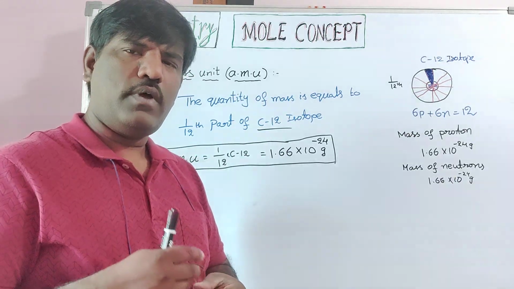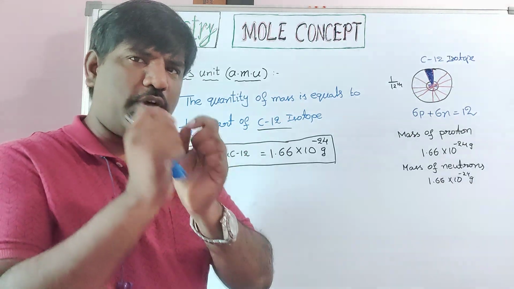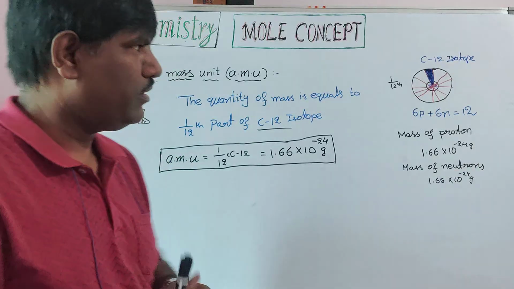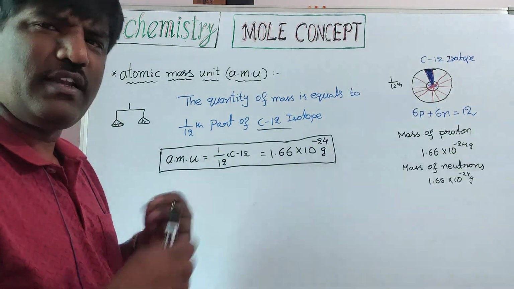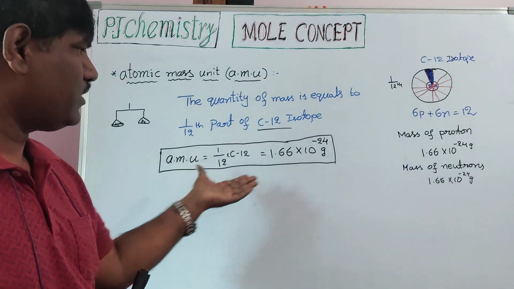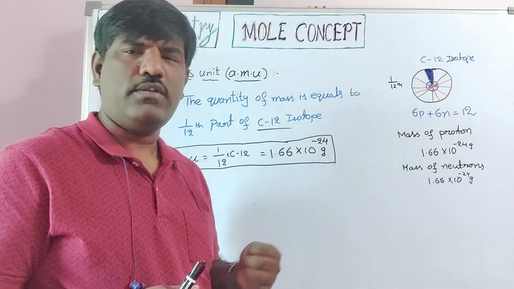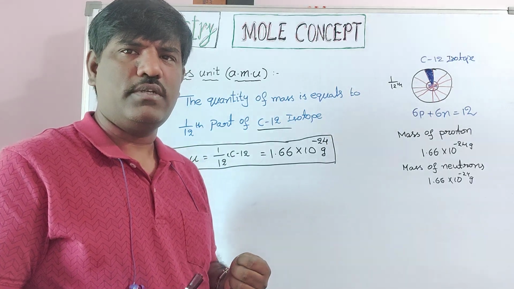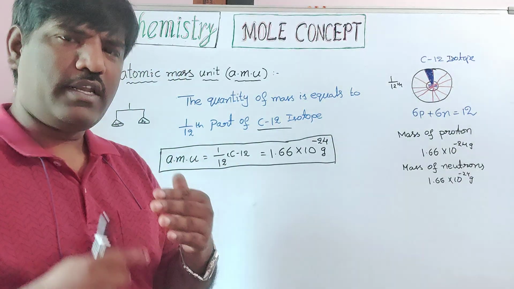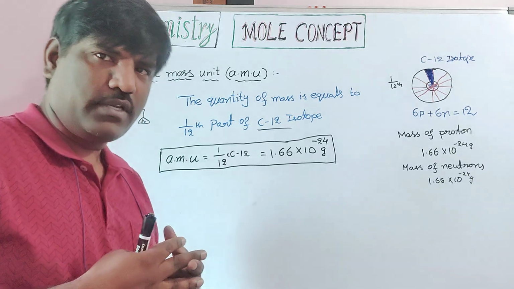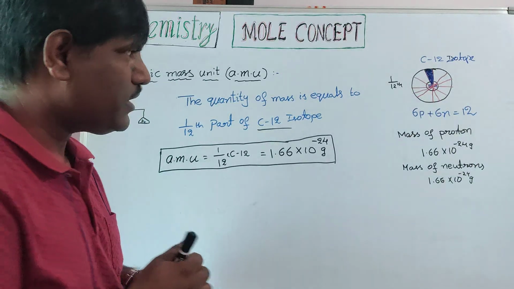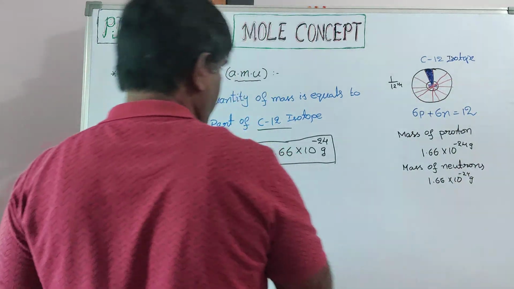Now I want the mass of 1 atom of an element. Here there is a little confusion, sir. Just now we calculated 1 atomic mass unit. Now you're telling again the mass of 1 atom of an element. What is that? Mass of 1 atom of an element.